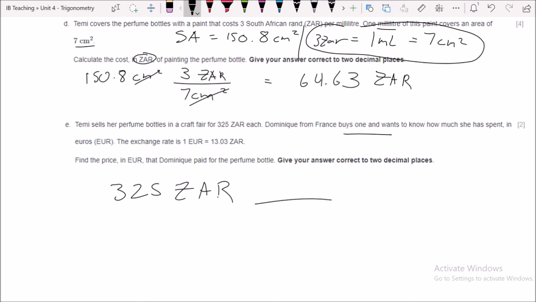Okay, so ZAR on top, which means we need to cancel it out with ZAR on bottom, 13.03. 1 euro on top. And I should have written ZAR down here. And guys, remember the reason we do top and bottom is now these units can cancel. So cancel, cancel. And so now we just get to type it in. 325 divided by 13.03. And she spent approximately, it rounds pretty close to 25. Let's go 24.94 euros.